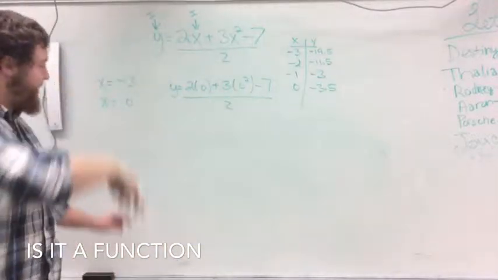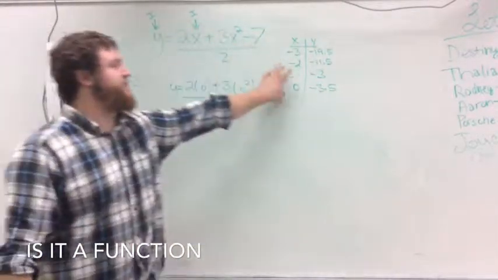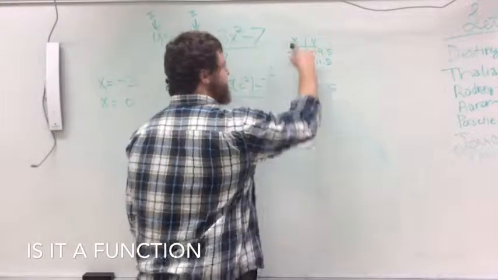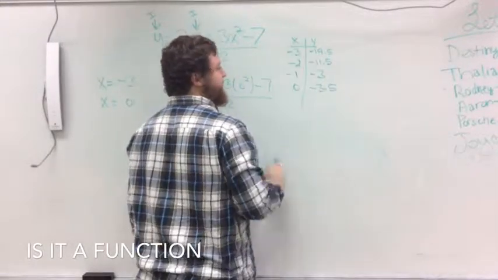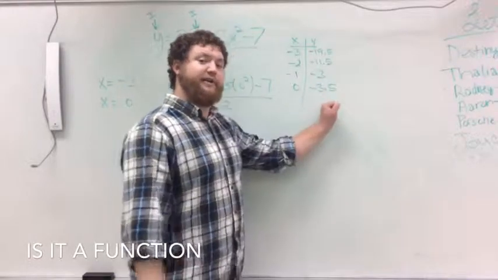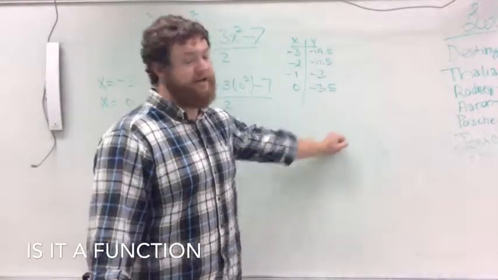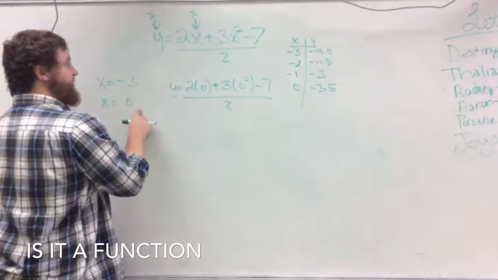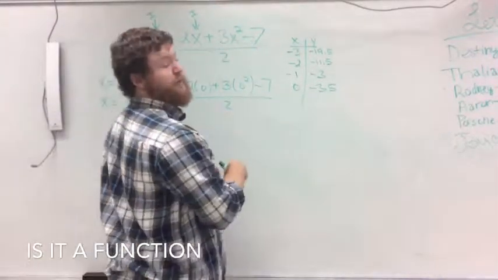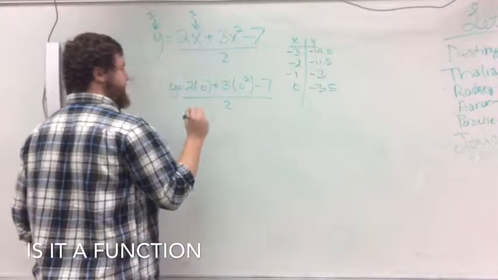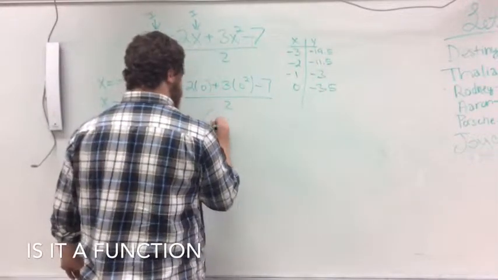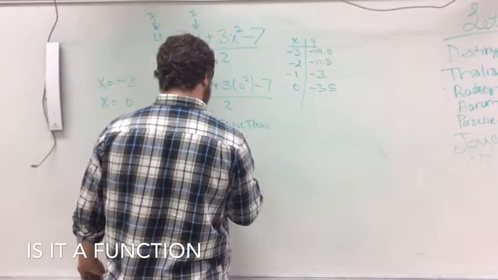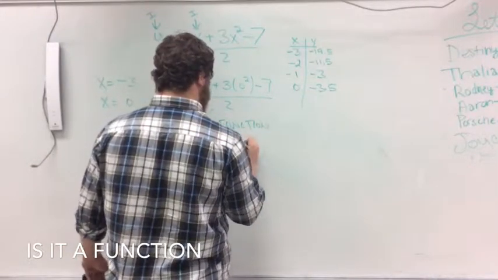Okay, now I have my little parameters and I have this table. Now, do any of my x's repeat? No. Do any of my y's repeat? No. Would it matter if my y's repeated? No, my y's can repeat, my x's cannot. So is this a function between negative 3 and 0? Yes. And I'm actually going to tell you this is always a function. You don't need to worry about that right now. So yes, this is a function between negative 3 and 0.